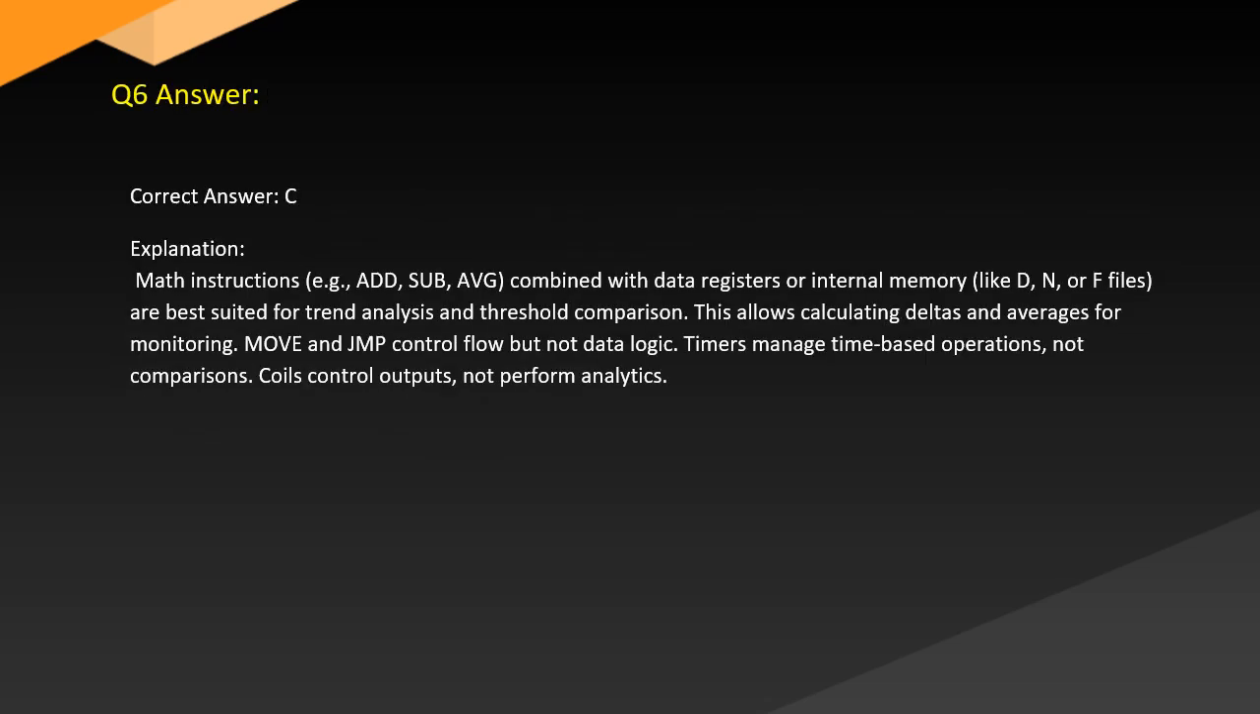Answer. Correct answer: C. Explanation. Math instructions, e.g., ADD, SUB, AVG, combined with data registers or internal memory like D, N, or F files are best suited for trend analysis and threshold comparison. This allows calculating deltas and averages for monitoring. MOVE and JMP control flow but not data logic. Timers manage time-based operations, not comparisons. Coils control outputs, not perform analytics.